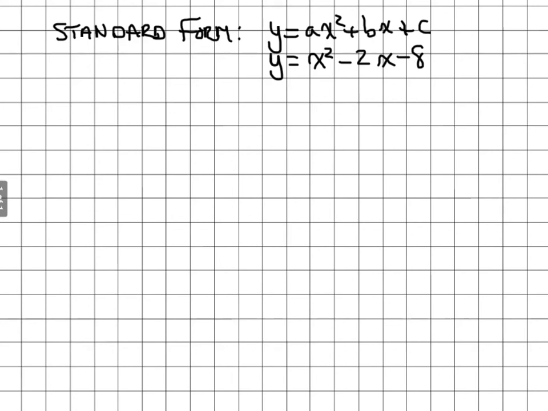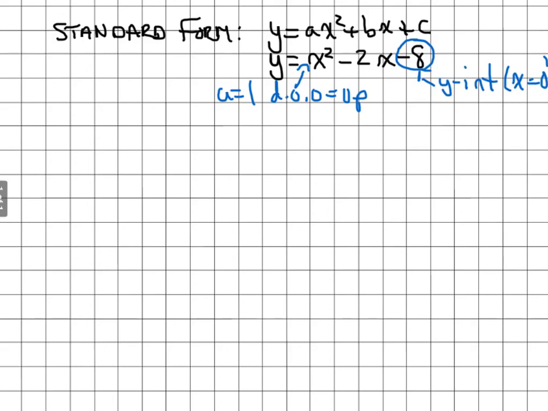So we know that this here, the -8, is our y-intercept. And that's when x equals 0, because essentially we have 0 minus 0 minus 8, which is -8. Here we have our a value. Our a value is 1. It's positive, so our direction of opening is up. And that's because a is positive.